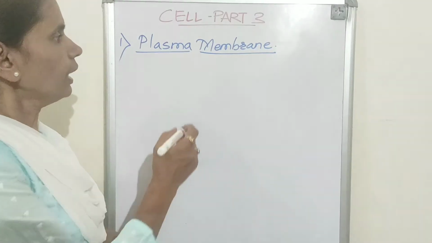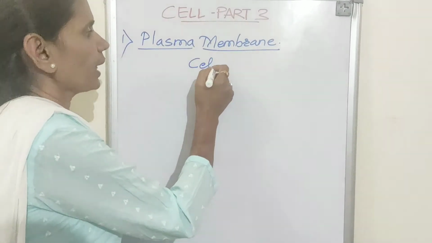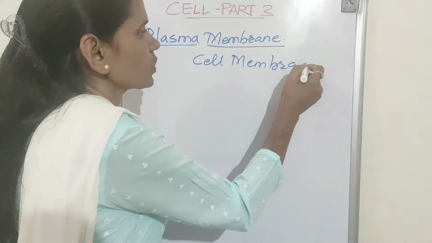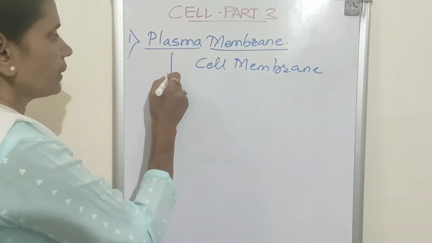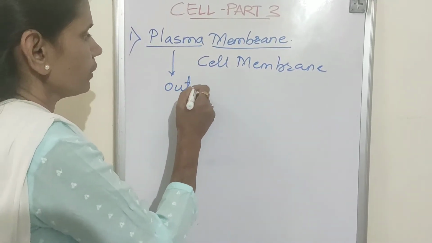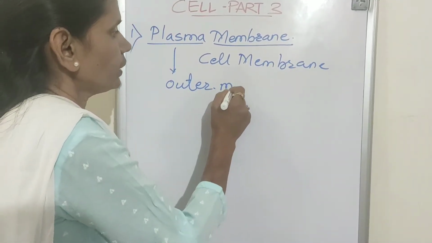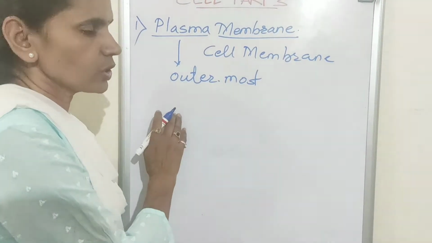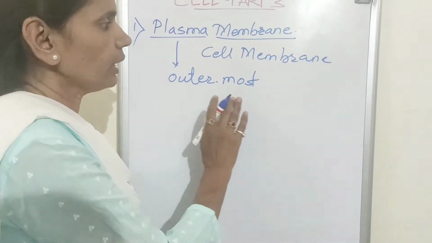Now we will start our detailed discussion regarding the structure of the cell with the plasma membrane. Plasma membrane is also called the cell membrane. In most cells, the plasma membrane is the outermost covering of the cell. This outermost covering separates the cellular constituents from the surrounding environment.